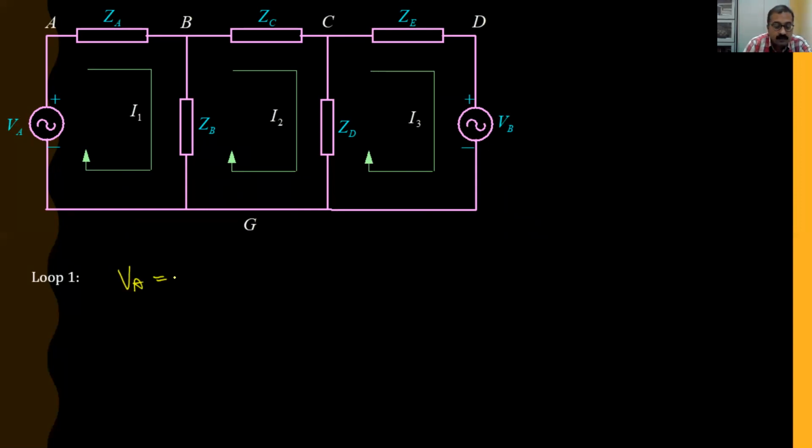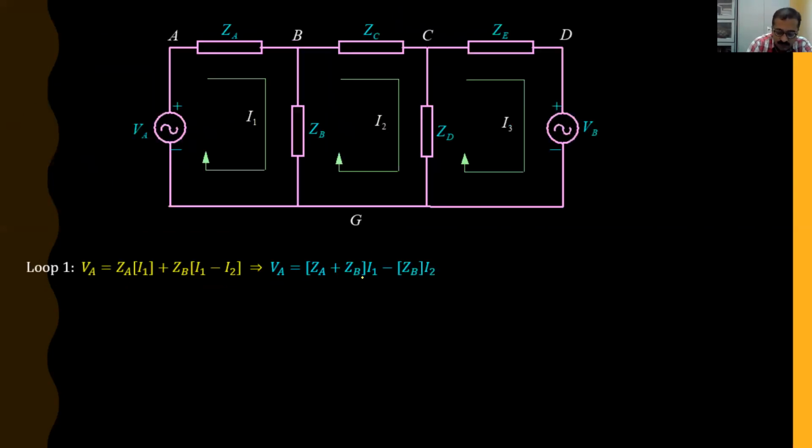The sum of potential drops. Since I1 is entering here, this is plus to minus, this is plus to minus. What will be the drop in ZA? ZA into I1. What will be the drop in ZB? ZB into the current through ZB. Keep in mind, I1 is from top to bottom, while loop current I2 is in the opposite direction. So what is the net current through ZB? I1 minus I2. Now rearrange it, clubbing I1 terms together and I2 terms together, from which you get (ZA plus ZB) into I1 minus ZB into I2.